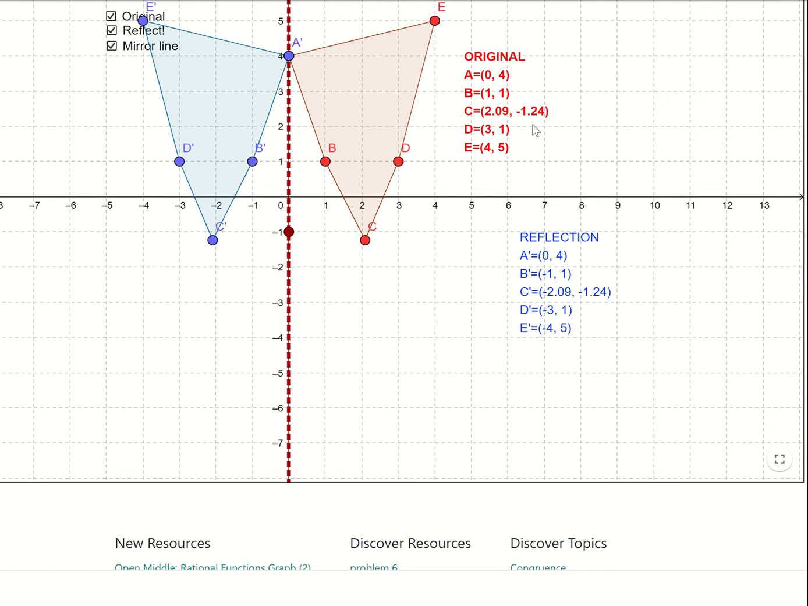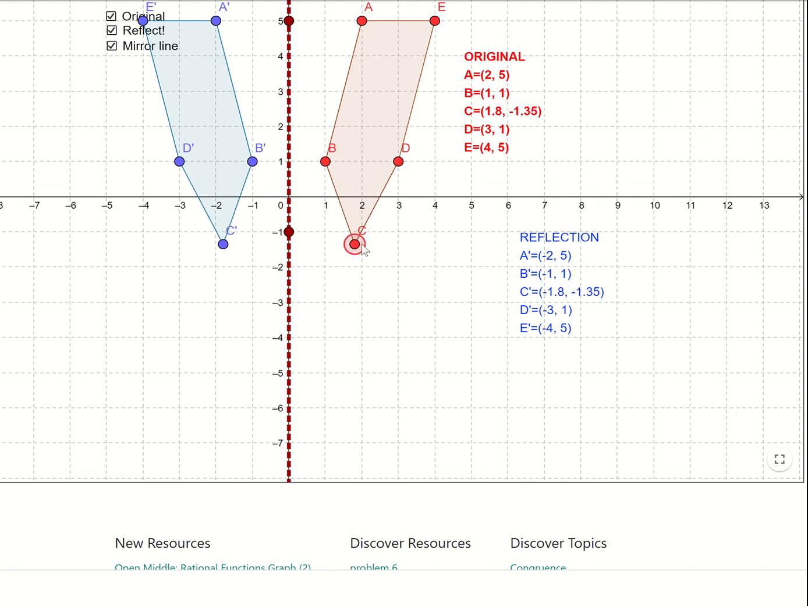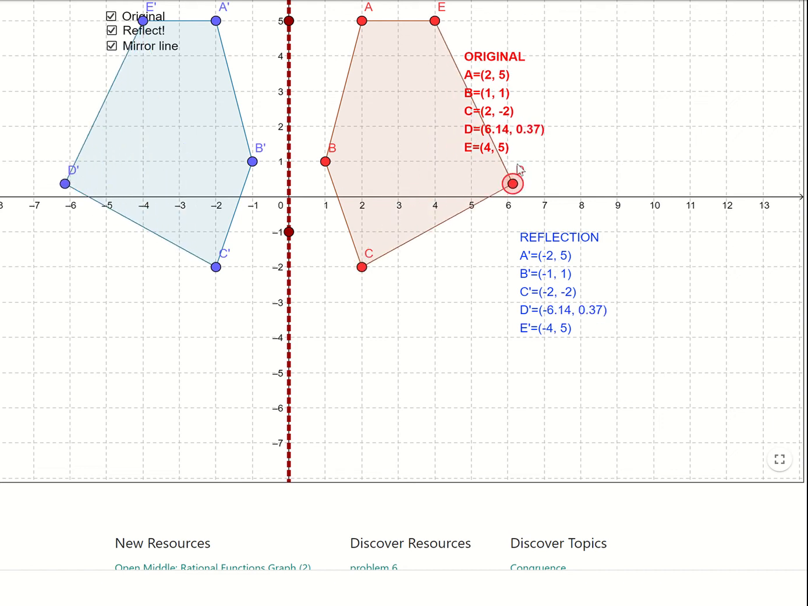Point A is really unusual. Notice that point A didn't change. That's because it's right on the line. However, if I moved point A away from the line, you will see that A did in fact change. What stayed the same for all of these points is the y-coordinate always stayed the same. The x-coordinate changed. It changed signs no matter where I move these too.